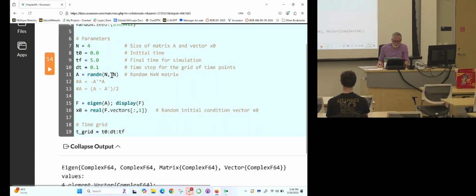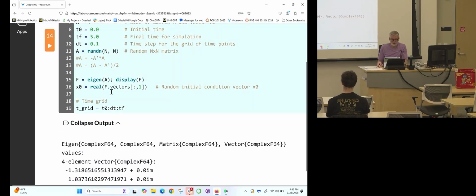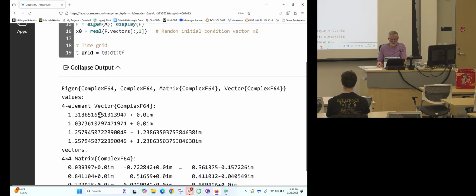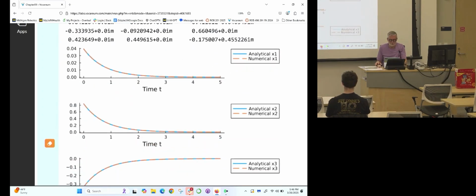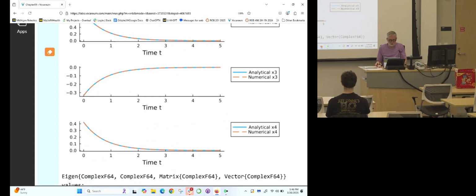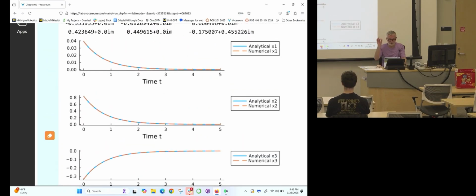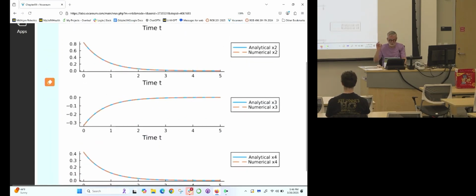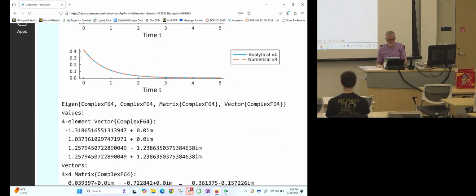Okay, so I've got an A matrix in here, it's basically random. I'm computing the eigenvalues, okay? There they are. And I'm going to take an eigenvector that corresponds to this eigenvalue. So we expect the solution to, there's every single component of the solution. First component, the second component, the third component, the fourth component.